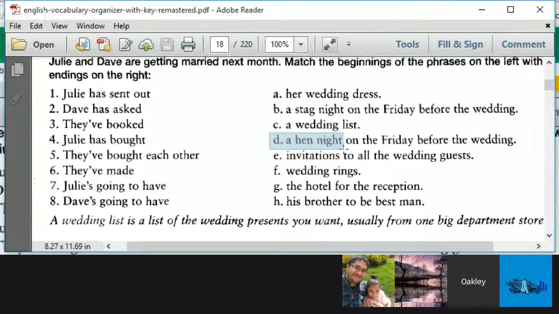Okay, what's a hen? A hen is a lady chicken. A female chicken. Oh, okay. A female chicken is a hen.